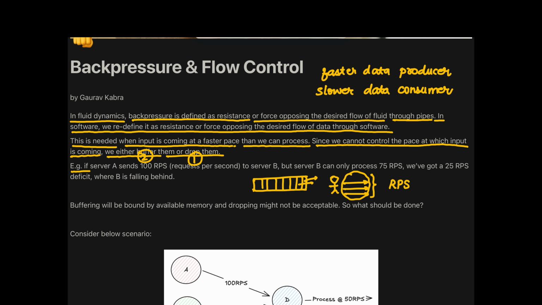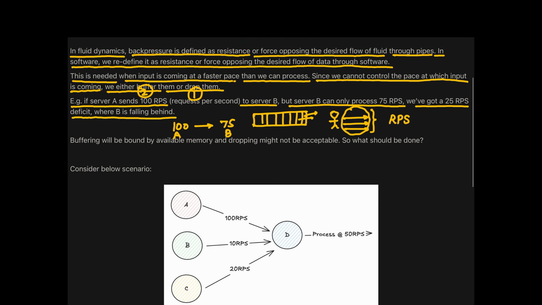For example, if server A sends 100 requests per second to server B, but server B can only process 75 requests per second, that means even though 100 requests are coming, B can only process 75 of them at a given moment. So B is running at a 25 requests per second deficit. Now what will B do? B can either drop the requests from A or can buffer some of the requests as long as it can.